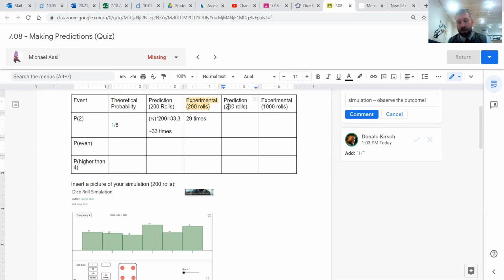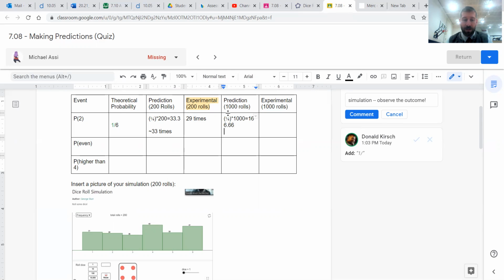Now, I put a prediction over 200 rolls here, but what I really wanted you to do was make a prediction on 1,000. So please change that number and then run an experimental probability for that 1,000. So now that I've done all of my work down here and cropped my simulation, now I can run this up to 1,000 rolls. Well, what is 1/6 of 1,000? If I roll 1,000 times, I'm just going to do 1/6 times 1,000. And if I do that, I get 166.6 repeating.